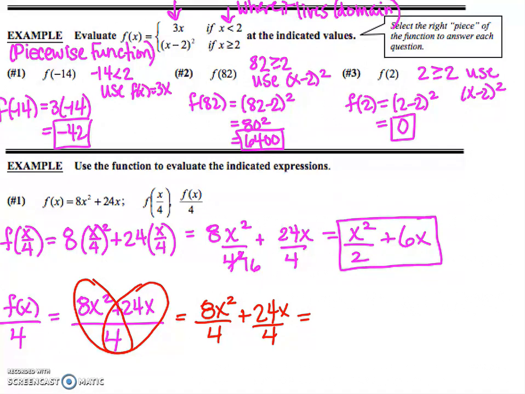We can go ahead and reduce. 8x squared over 4 is 2x squared, and 24x over 4 is 6x. So that one ends up being 2x squared plus 6x.